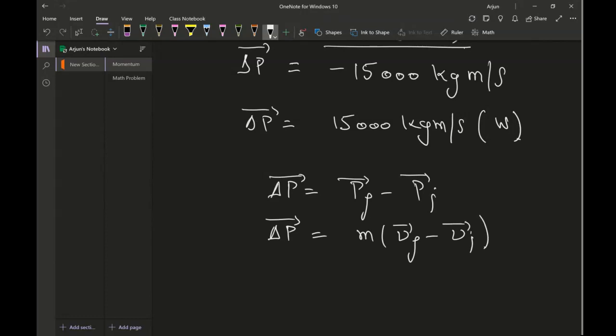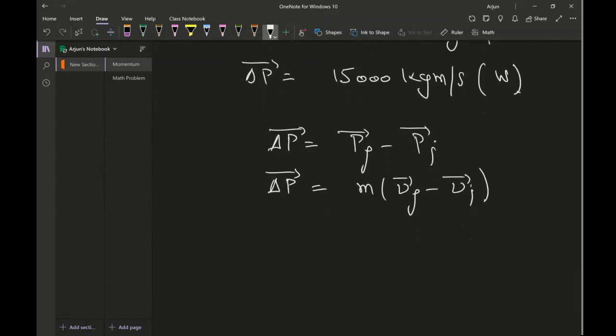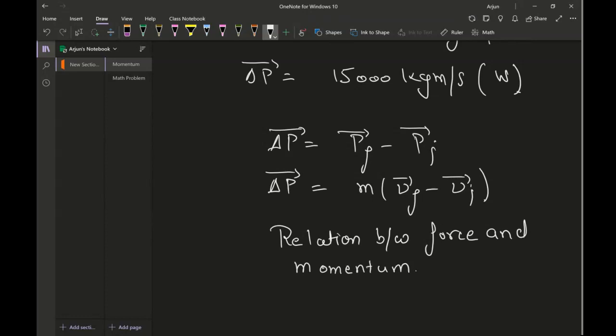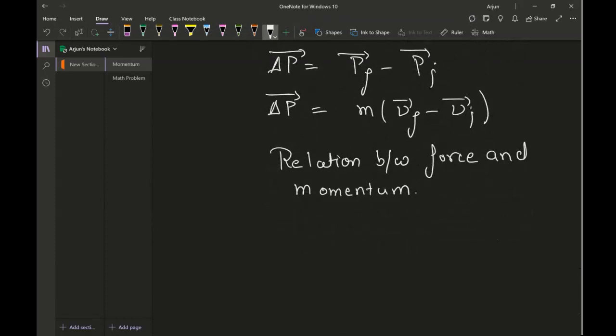Now what I'm going to do is try to find out the relation between force and momentum. If I look at the force formula, force is equal to mass times acceleration. That's what force is. Again, this is a net force. A lot of people confuse themselves. This is a net average force.